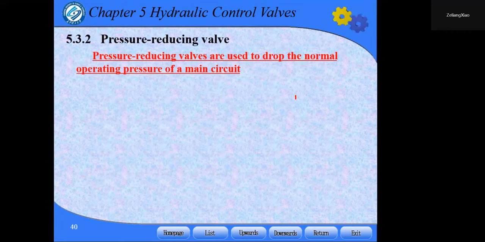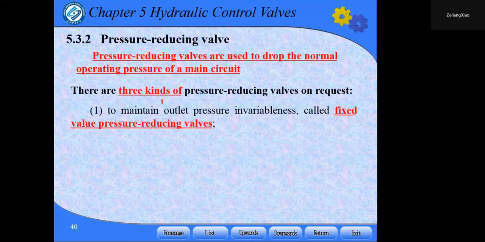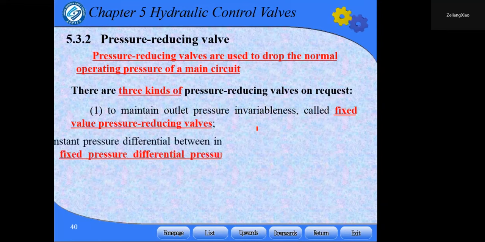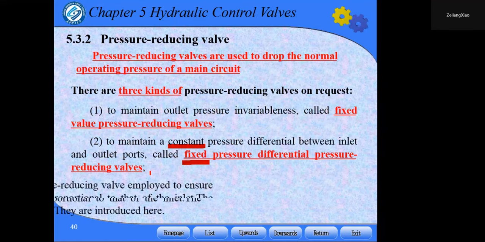Pressure reducing valves are used to drop the normal operating pressure of the main circuit. There are three kinds of pressure reducing valves. One is to maintain the outlet pressure invariably, called a fixed value pressure reducing valve. Second, to maintain a constant pressure differential between inlet and outlet port, called a fixed differential pressure reducing valve.